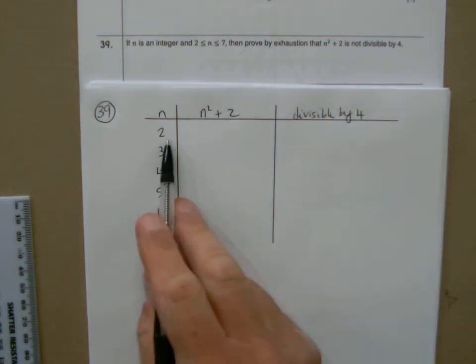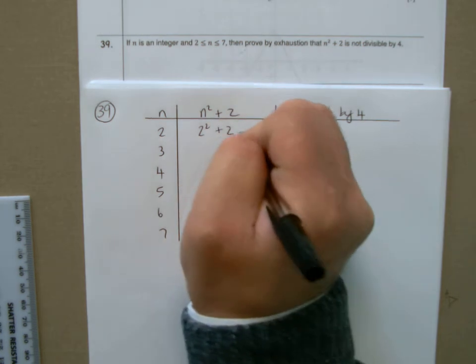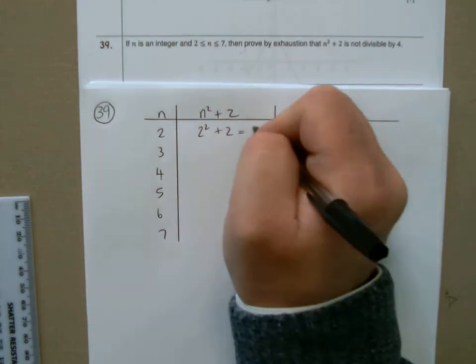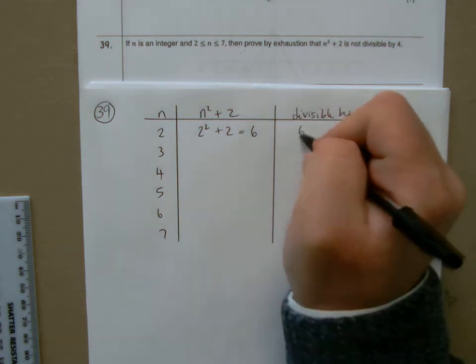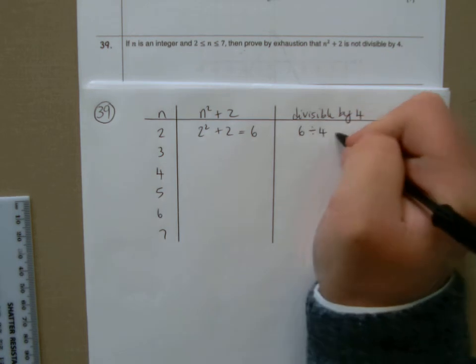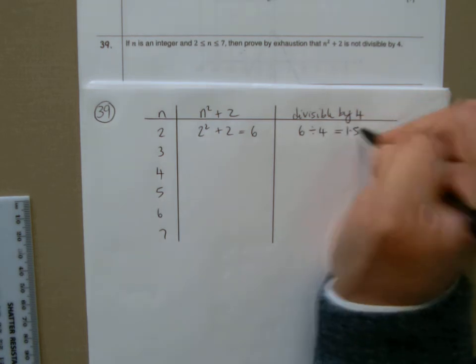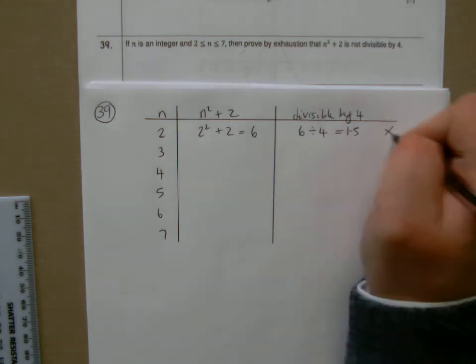In the first case, 2, n squared plus 2 becomes 2 squared plus 2, which is 6. When you work that out, is it divisible by 4? Divisible means you can divide by it. If I do 6 divided by 4, I get 1.5, so it's not divisible by 4. In other words, 4 needs to go into it perfectly, 4 needs to be a factor, so that doesn't work.